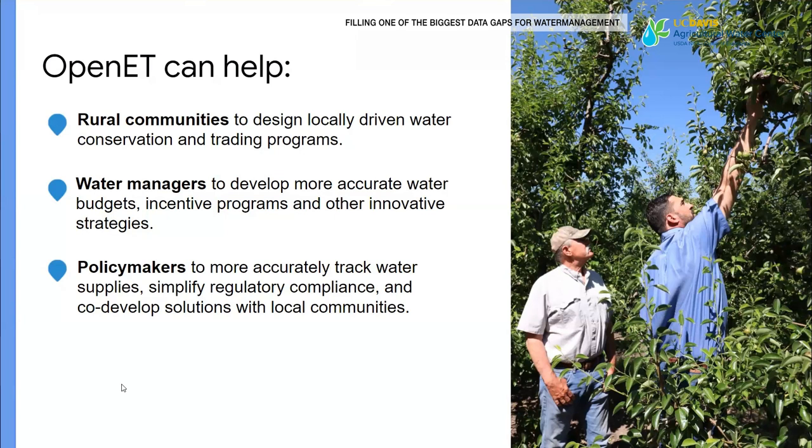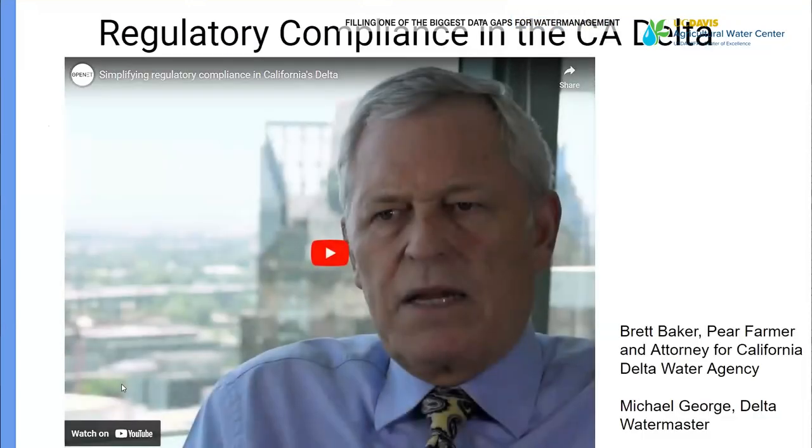So there's an example that's just happened in the California Delta, where there was an alternative plan of compliance agreed to by both the Delta Water Master, which is somebody who works for the state board, and then also landowners and communities within the Delta, where they're using data from OpenET to report on their water diversions, which is a state law requirement that they have, rather than having to put siphons or meters on all of the siphons going onto and off of those islands in the Delta. So it's a huge cost savings for them, and it's a time savings as well. And I'll let a couple folks from the Delta, both the former water master and then also a grower, a pear farmer in the Delta, talk a little bit about this particular application.